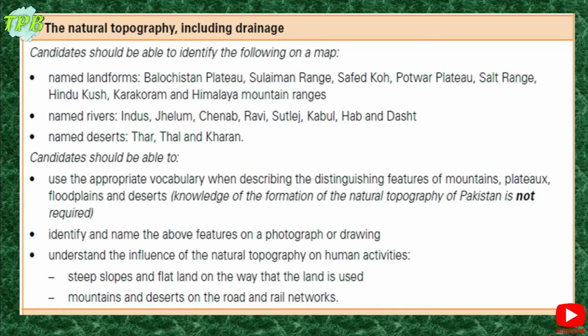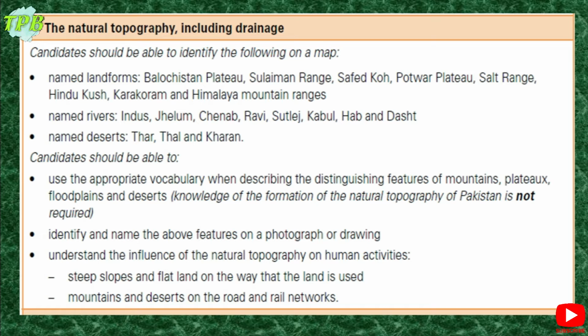The rivers Indus, Jhelum, Chenab, Ravi, Sutlej, Kabul, Hub and Dasht are included. Deserts of Thar, Thal and Kharan need to be labeled on the syllabus map. Candidates should be able to use the appropriate vocabulary when describing the distinguishing features of mountains, plateaus, floodplains and deserts. Knowledge of the formation of the natural topography of Pakistan is not required.